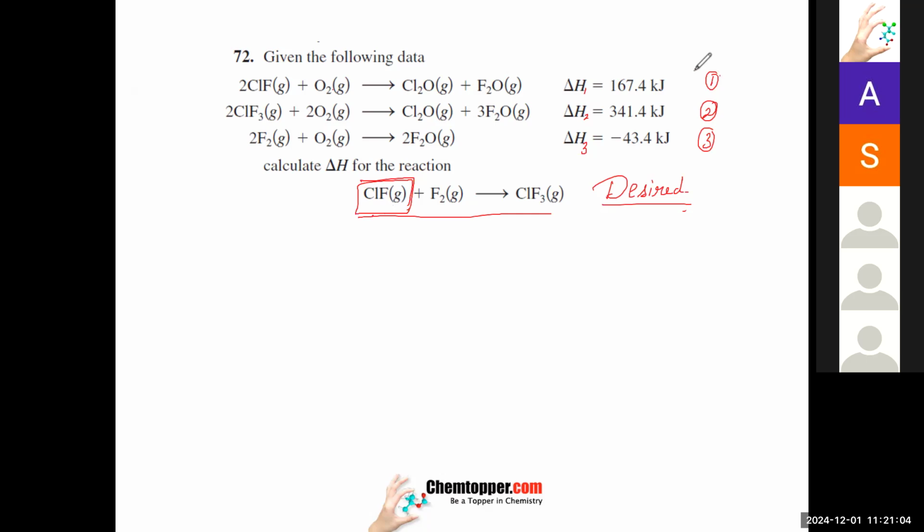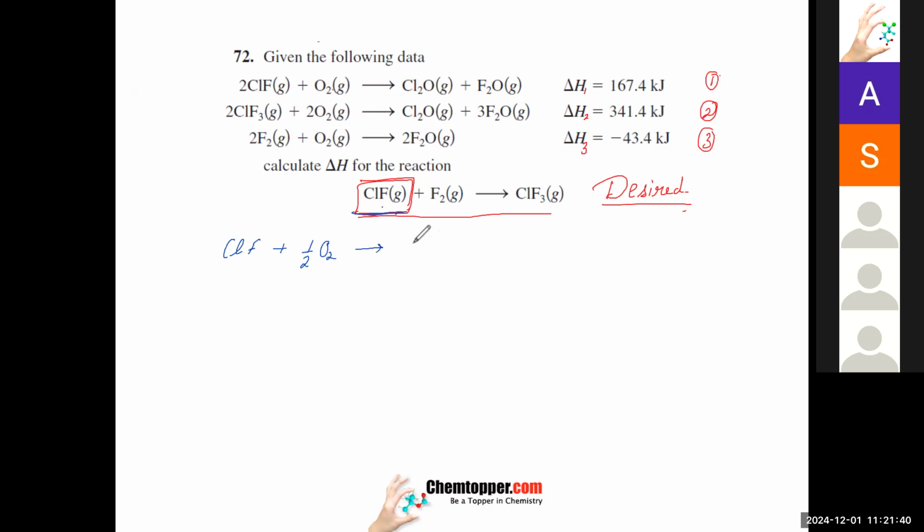Sarthak is saying equation 1. But how many ClF you want, Sarthak? 1 or 2? Only 1. So what should you do with equation 1? Are you going to take it as such, or are you going to flip it, or are you going to divide by 2? Yes, yes, very good. So take equation 1 as such, but divide by 2. Because I want only 1 ClF.